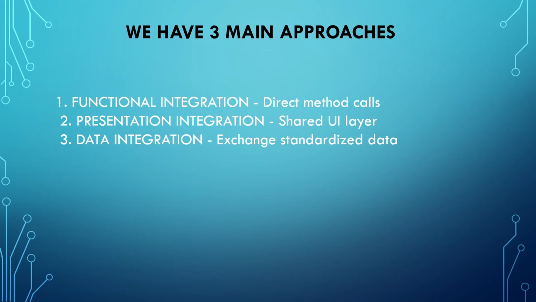We chose data integration because subsystems don't need to know about each other's implementation. You can change one system without affecting the other system. Systems don't need to run simultaneously, and system B can read data even when system A is offline. For scalability, 10 consumers can read from one provider, and it is easy to add a new system without modifying existing ones.